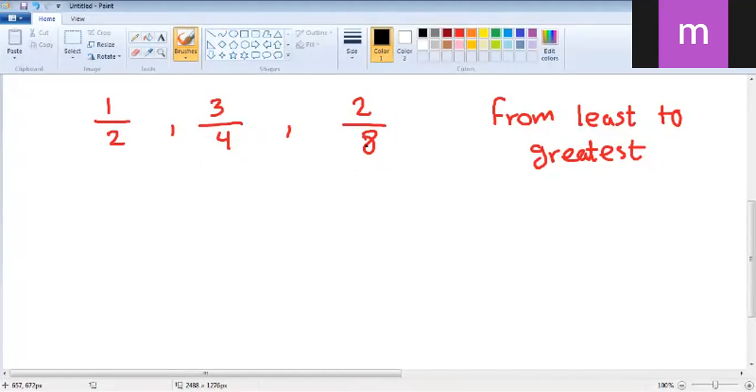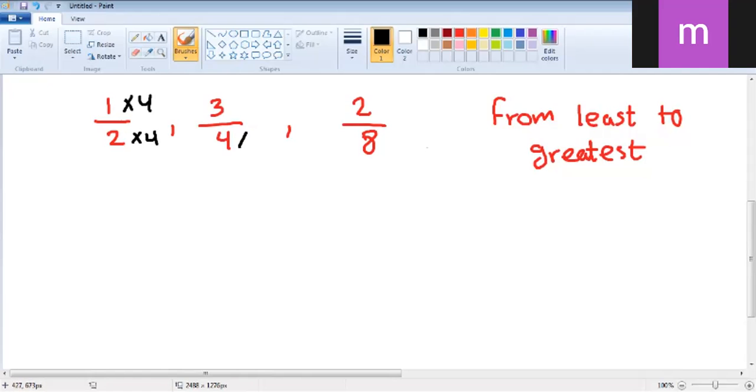What should I do? I have to convert all of them to be the same. Look, what is the biggest denominator? 8. Can I convert 2 and 4 to be 8? Yes, because 2 times 4 or 4 times 2 equals 8. So since you multiply 2 by 4, you have to multiply 1 by 4.